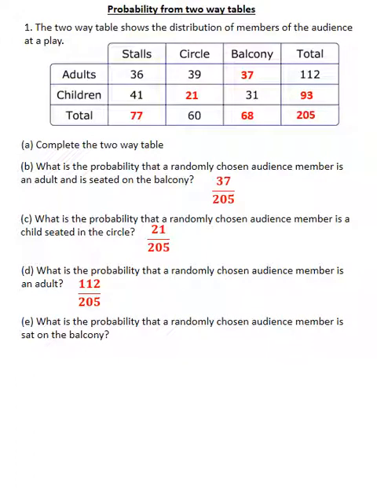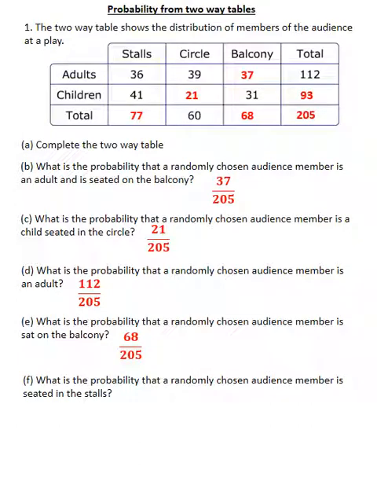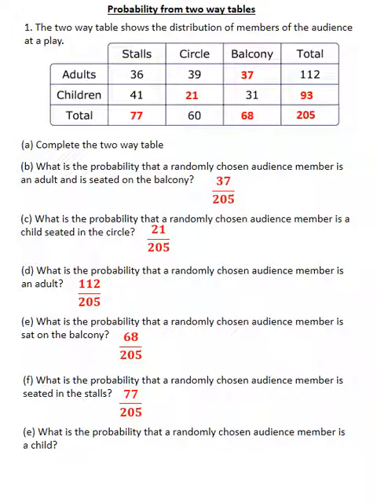Next part. What is the probability that a randomly chosen audience member is seated on the balcony? The total number of audience members sitting in the balcony is 68, so it's 68 over 205. What is the probability that a randomly chosen audience member is seated in the stalls? I have to go to the number of audience members in the stalls. There are 77, so 77 over 205. And the last part, what is the probability that a randomly chosen audience member is a child? The total number of children is 93, so it is 93 over 205.